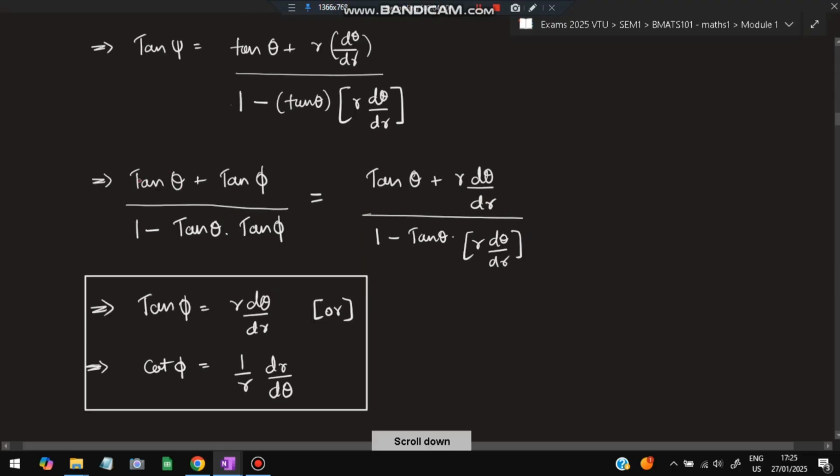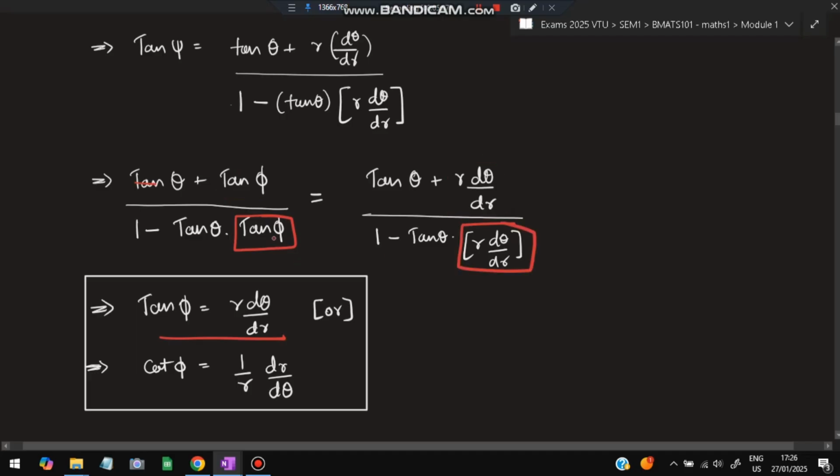Now if we compare, tan theta is equal to tan theta, good, and tan phi is equal to this whole thing. Okay, this is one observation I will be making here. And another observation, tan phi is equal to this.